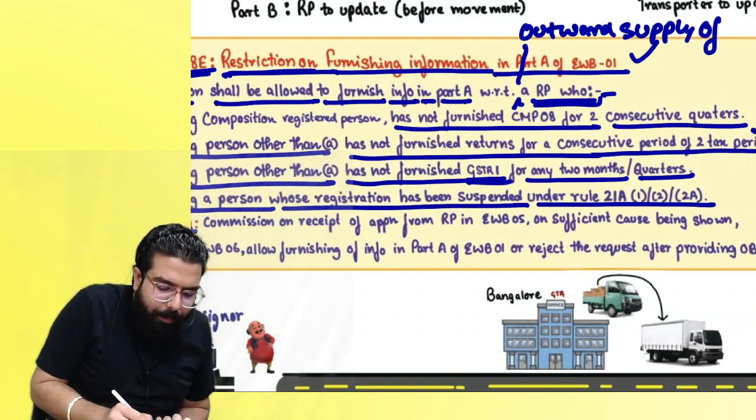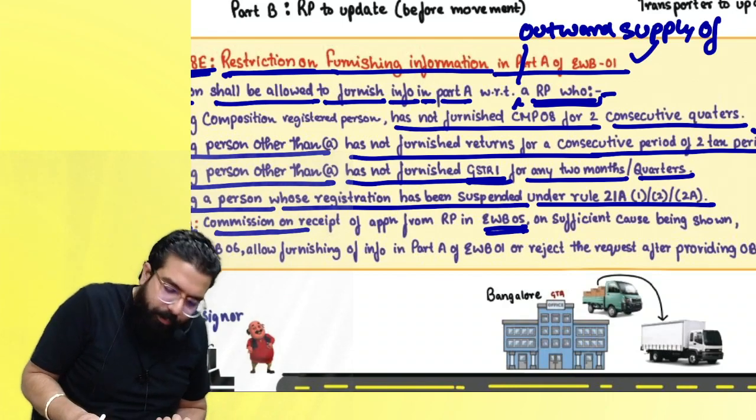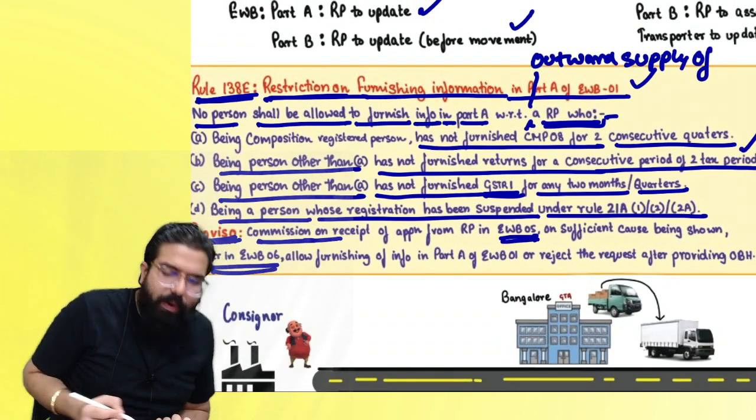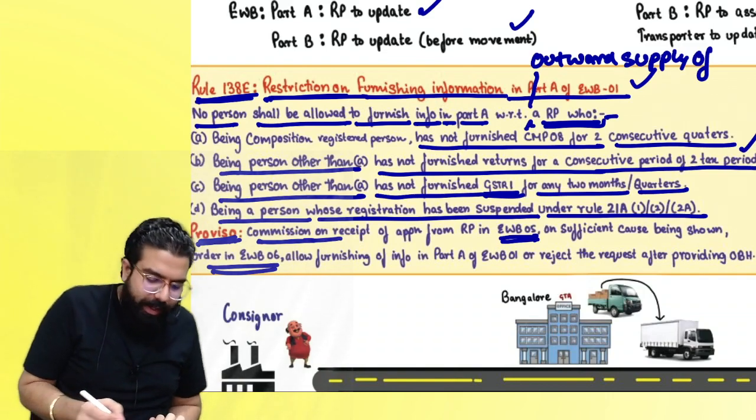Sir, can I go to the commissioner and request? Yes, give your request to the commissioner in EWB-05 and he will allow you to furnish the details by giving you an order in EWB-06.